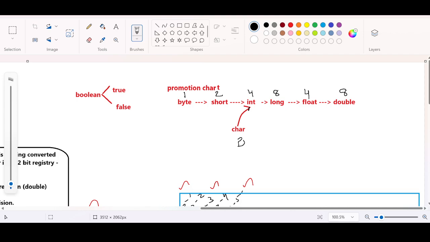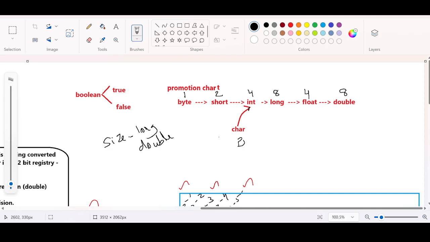My question is, if I ask you what are the largest data types in Java, blindly you can say long and the double according to the size. According to the size, you are completely correct. Long and double. But according to the promotion chart, if anyone is asking you what is the largest data type, you should say double.